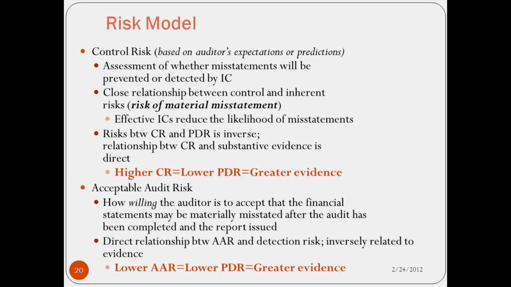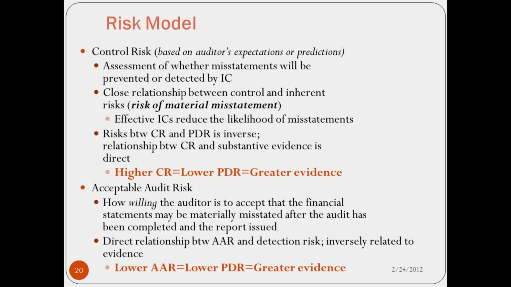The relationship between control risk and planned detection risk is inverse, right? So the higher your control risk, the lower your planned detection risk and the greater your evidence. If you cannot rely on internal controls as an auditor, you're going to collect more evidence. So you're going to perform more substantive testing. You're going to look at more transactions, more sales, more expenses. Instead of sampling 100 items, you might sample 1,000 items. I'm just throwing out numbers. But the amount of evidence you collect will be greater.